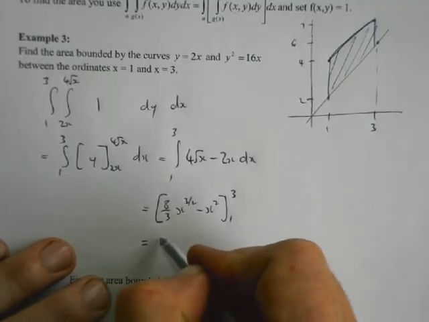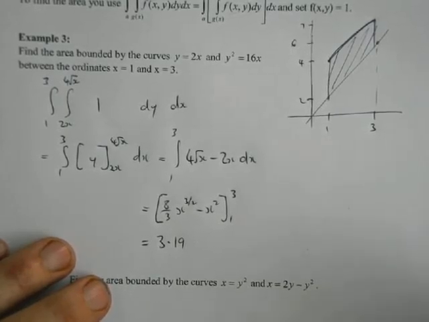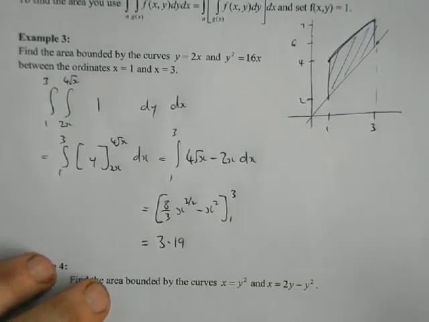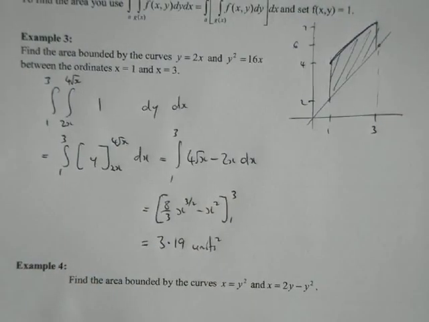And if I did a decimal, this one comes out to be 3.19 if you stick the numbers in and get an answer. So the area of this here is 3.19. It's a unit, so whatever the units were, units squared.